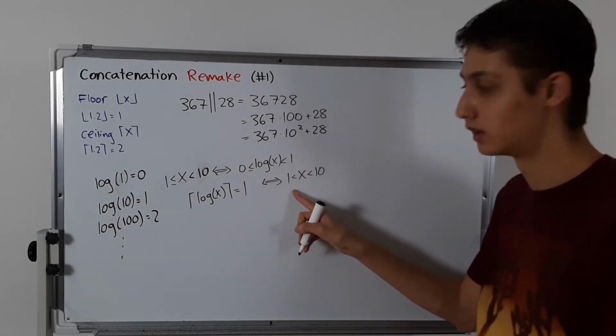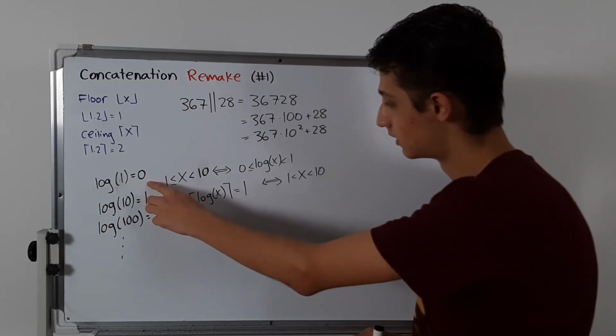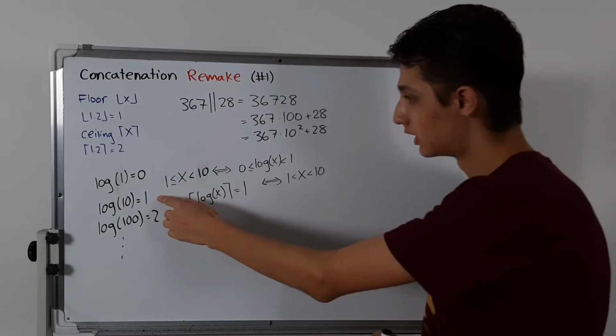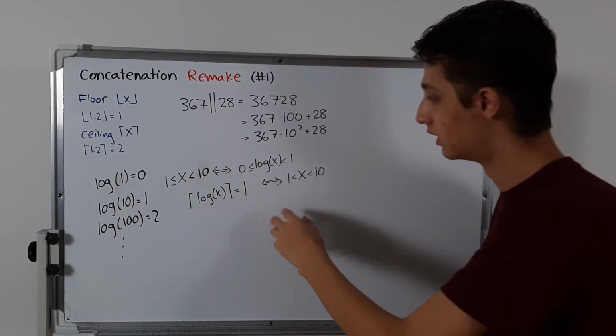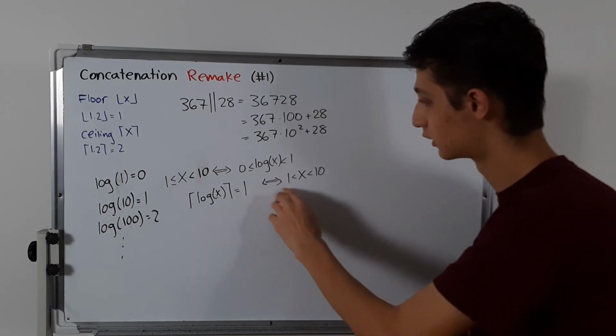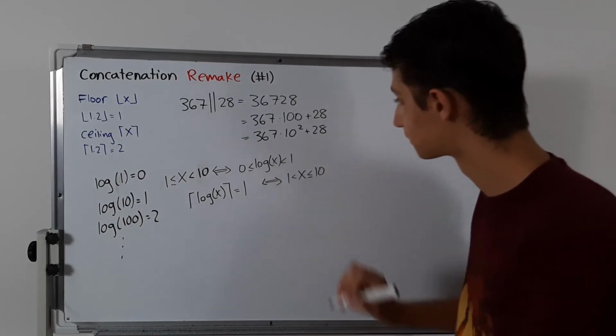But does it include 1? Well, the log of 1 is 0. So no, it's not going to include that. The log of 10 is 1, and the ceiling of 1 is just 1. The reason why here is because the ceiling of 0 is 0, so it's not going to be 1, it's going to be 0. So this actually includes 10.